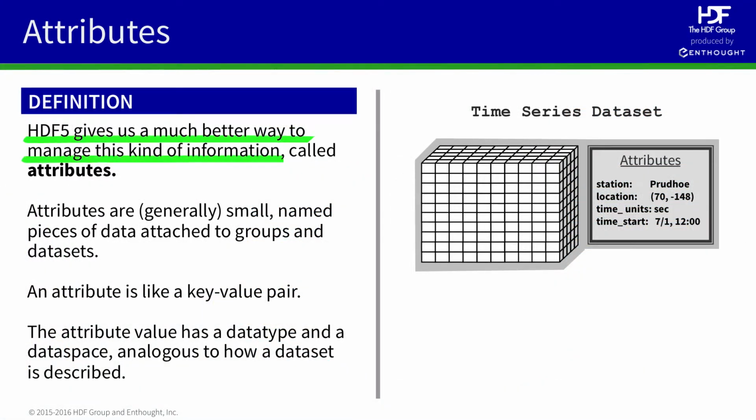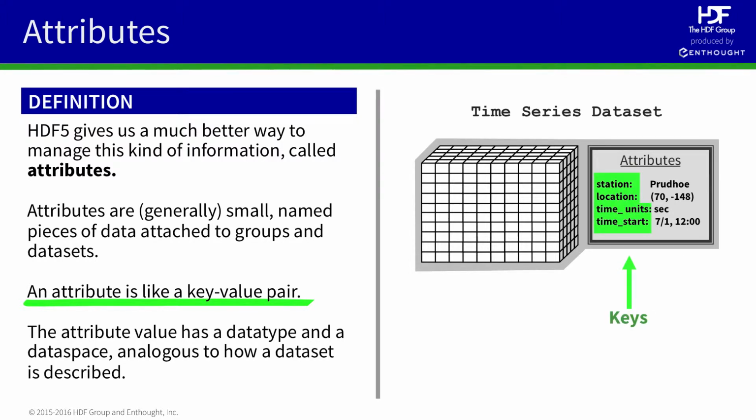Thankfully, HDF provides a native mechanism to handle this problem. The HDF solution is called attributes. Attributes are small pieces of information that come directly attached to groups and datasets inside an HDF file. You can think of an attribute as a key-value pair, or like an entry in a Python dictionary.